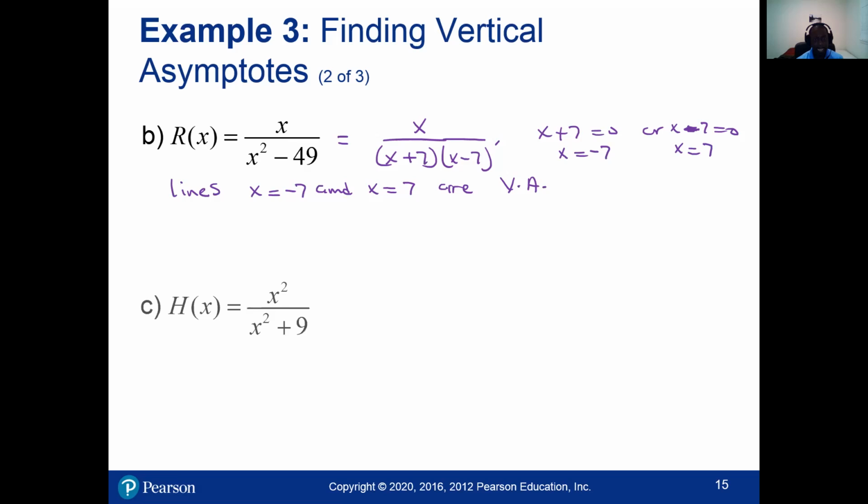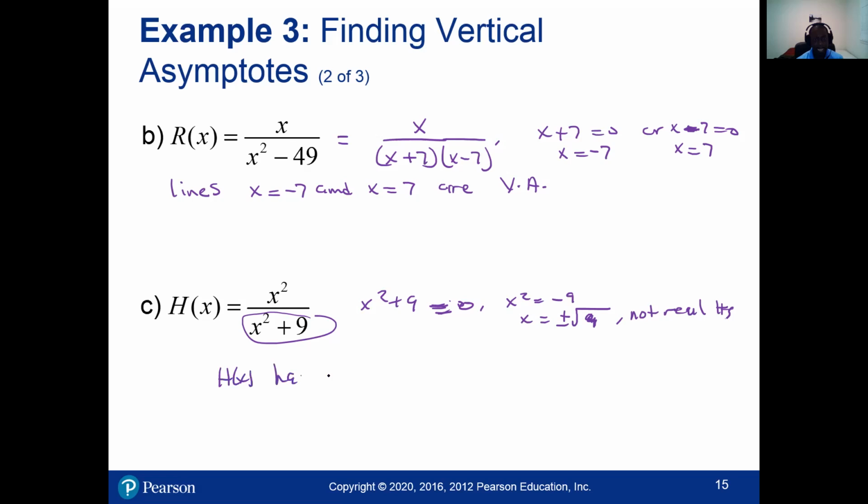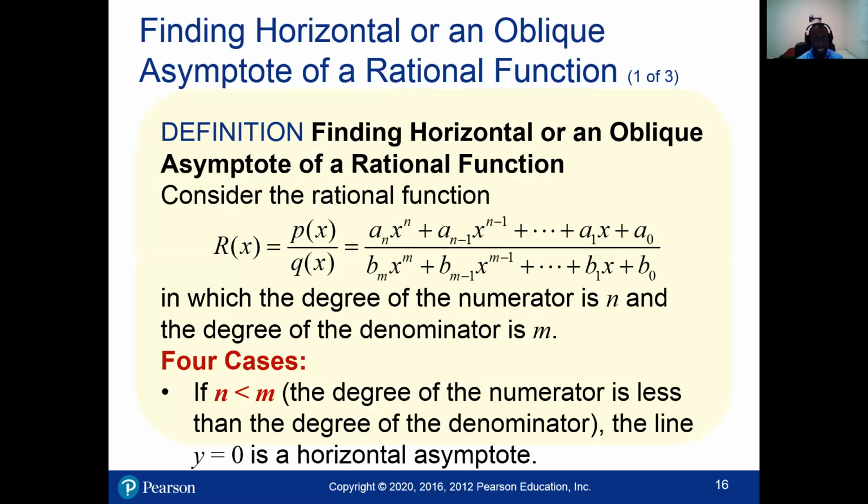Okay, then C, let's just see. When we take x squared plus 9, the denominator, and set it to 0, we get x squared is equal to negative 9, x is equal to plus or minus the square root of negative 9. It is not a real number. So what is our conclusion? This function h of x has no vertical asymptote. Okay, now let us talk about the horizontal asymptotes.